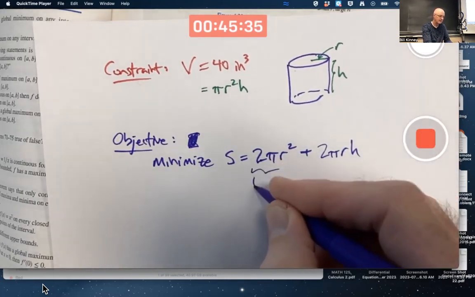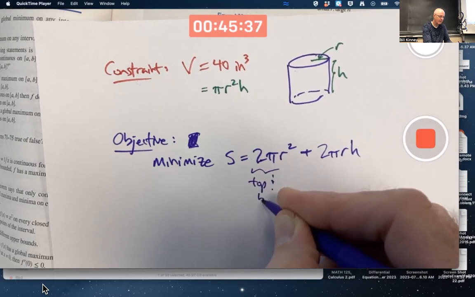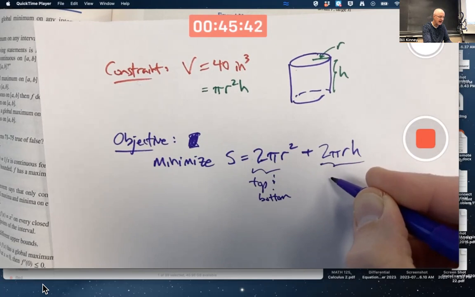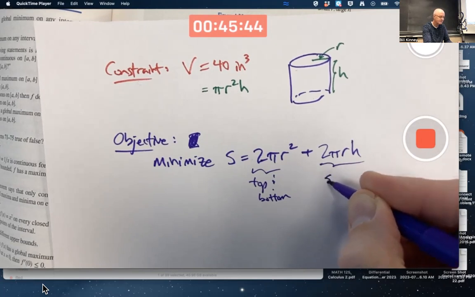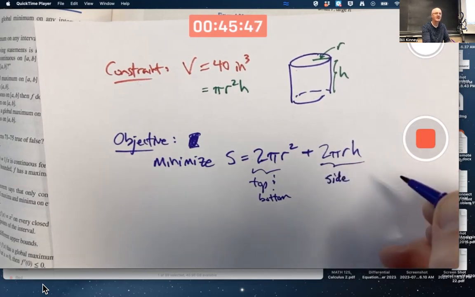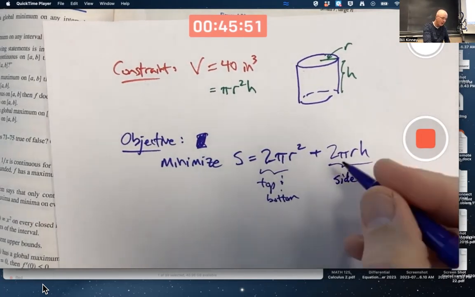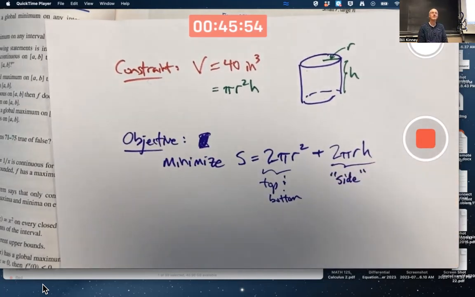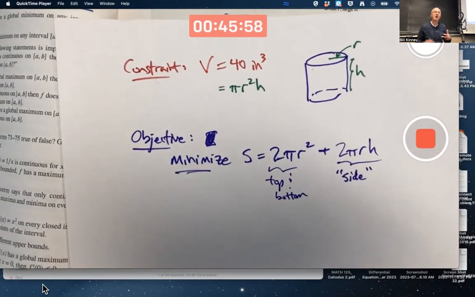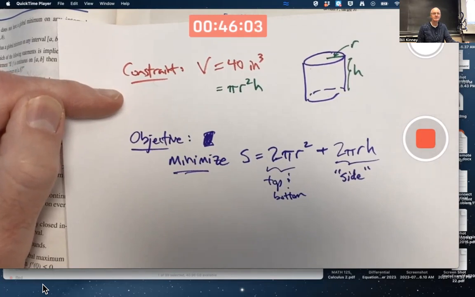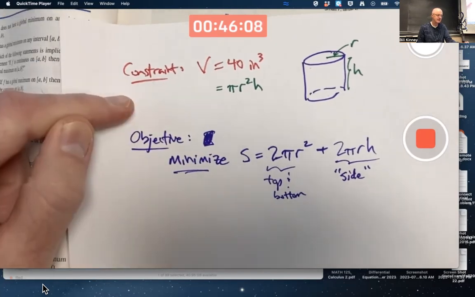So this is for the top and the bottom. This is for the, what should I call it? The side of the cylinder. Side, circular kind of side, round side. I'll put quotes. This is the quantity we want to minimize, make as small as possible, subject to this constraint. We want to minimize S subject to this constraint.